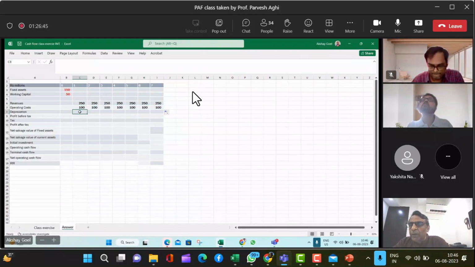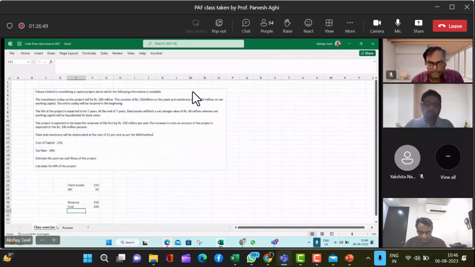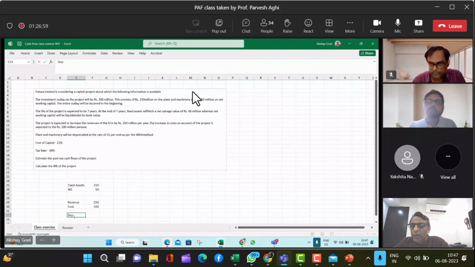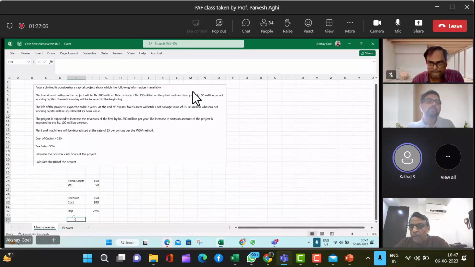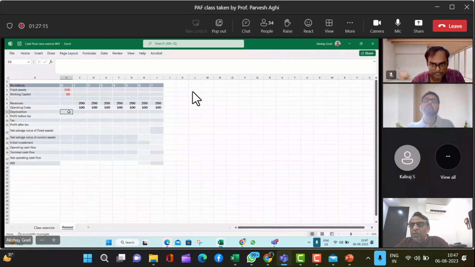Fine. And the depreciation, who is going to calculate depreciation? Gaurav Juneja, are you there? Or Kaliraj? Anyone? Put depreciation rate. Okay. यहाँ छोड़ दो, यहाँ मत करो. Go to answer. And put depreciation, put a plus sign, first year में. ना यहाँ ठीक है, depreciation डाल दिया, ठीक है.